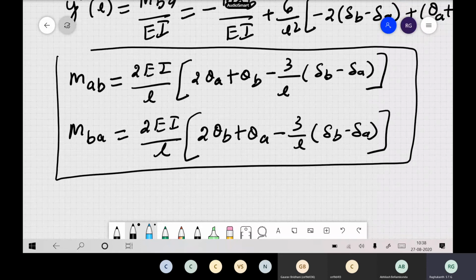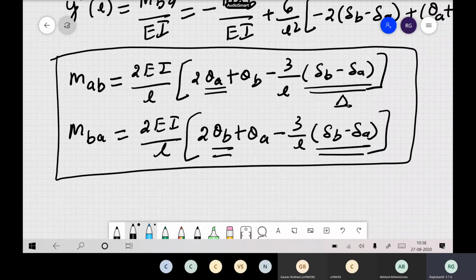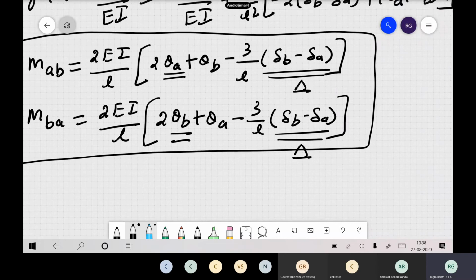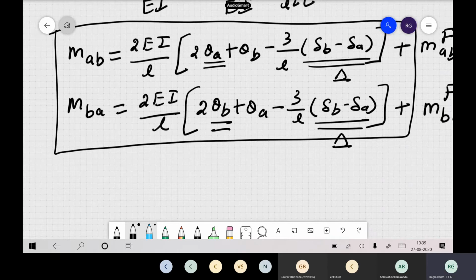Both are the same. The only thing is theta A gets replaced with theta B, and delta B minus delta A is the same. Some textbooks write it with a single delta also. So this is how we write our slope deflection. And if there are fixed end moments, you add this term also, like MAB F and MBA F. You followed? So this is how we derive the slope deflection equations in your undergraduate.